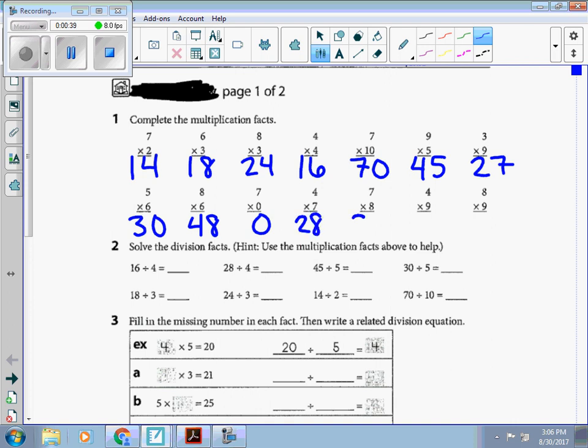7 times 8 is 56. 4 times 9 is 36. And 8 times 9 is 72.